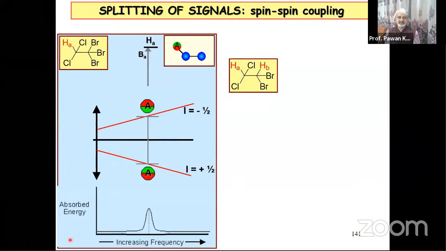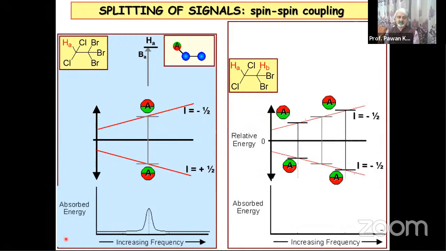But now imagine that there is one more proton, HB, nearby. Still in this diagram, please do not look at both of these. Just imagine that there is A. Now I am observing proton A. A is aligned in the opposed state. But what would be the impact of the neighboring HB hydrogen?